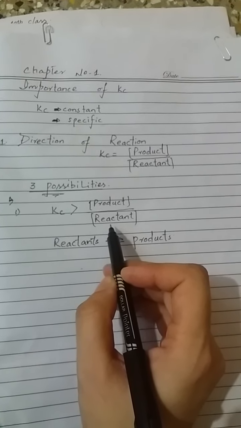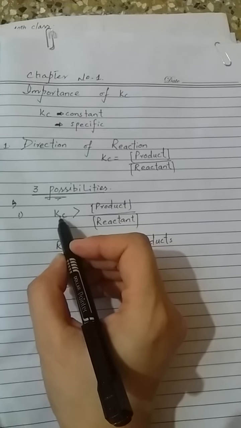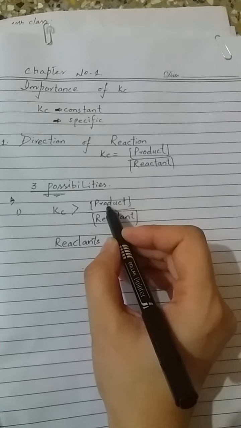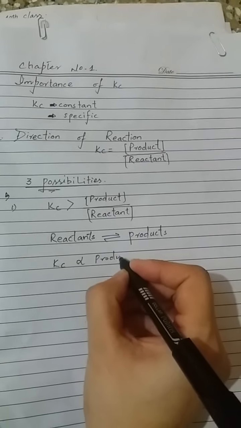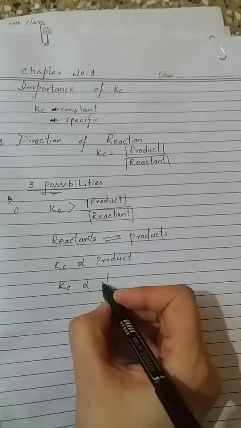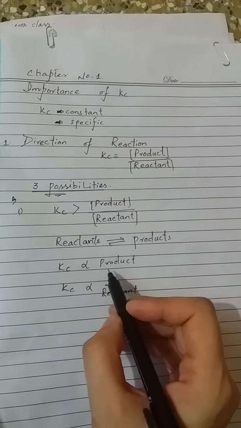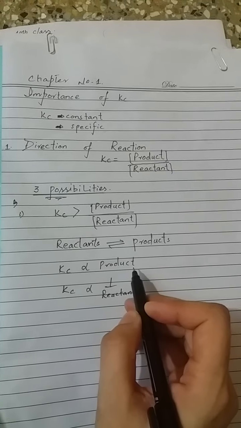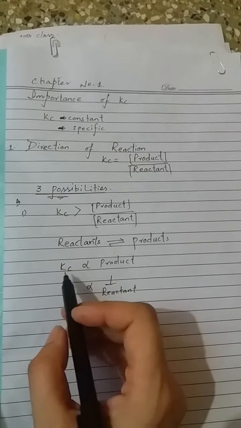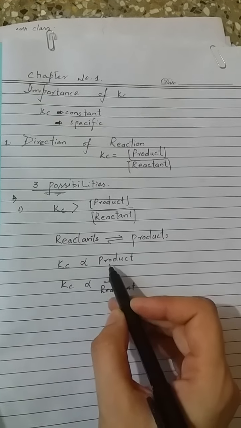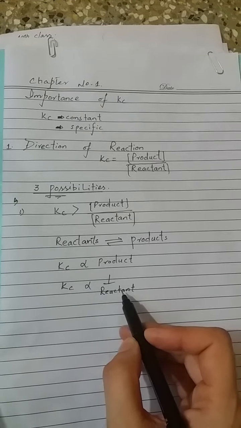If this value is greater than this ratio, then it means that Kc is directly proportional to the concentration of products, and Kc is inversely proportional to the concentration of reactants. So when the value of Kc is greater, the concentration of products is greater, and if the value of Kc is smaller, then the concentration of reactants is greater. Greater the value of Kc, greater will be the concentration of products, and smaller the concentration of reactants, because Kc is inversely proportional to the reactants.